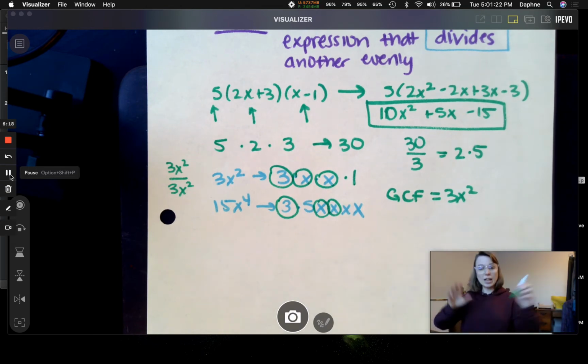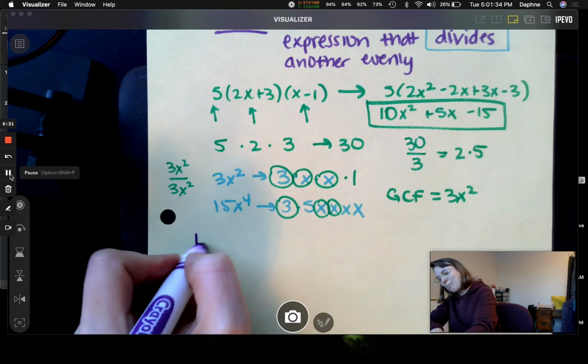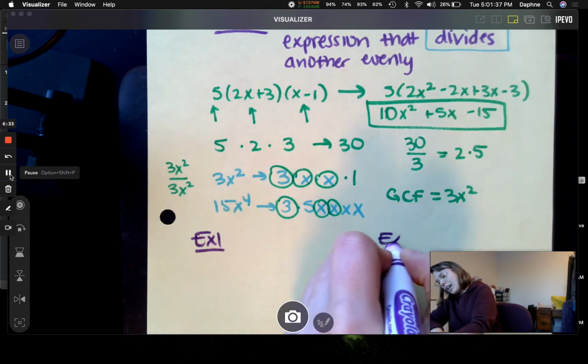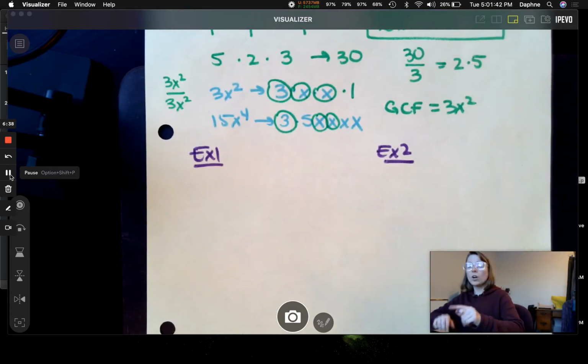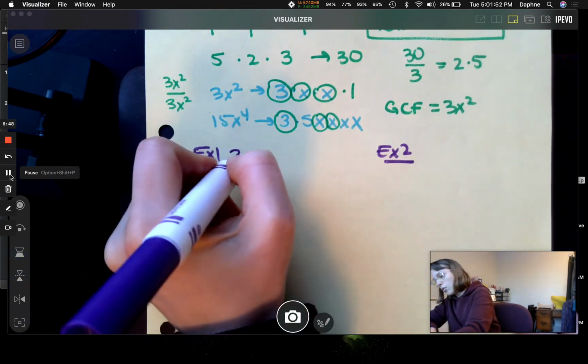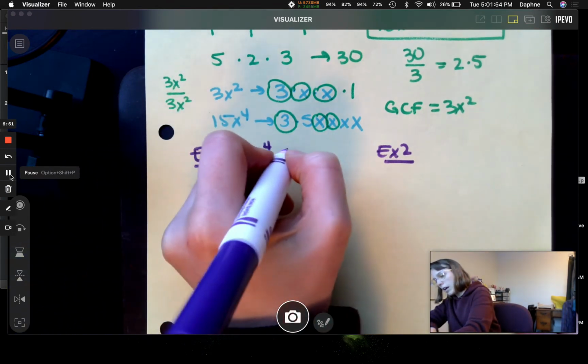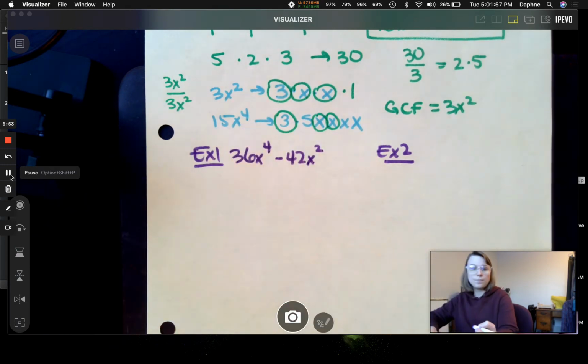Okay, so I think I focused mostly on here that you should know what factoring out means and how to find the greatest common factor. Now we're going to go back and we'll go forward. We're building on this. We have 2 examples, example 1 and example 2. Okay, so that's the rest of our notes, 2 examples. So we're going to first find the greatest common factor, and then we're going to factor out, or divide by, the greatest common factor. So, the first example, 36x to the 4th minus 42x squared.